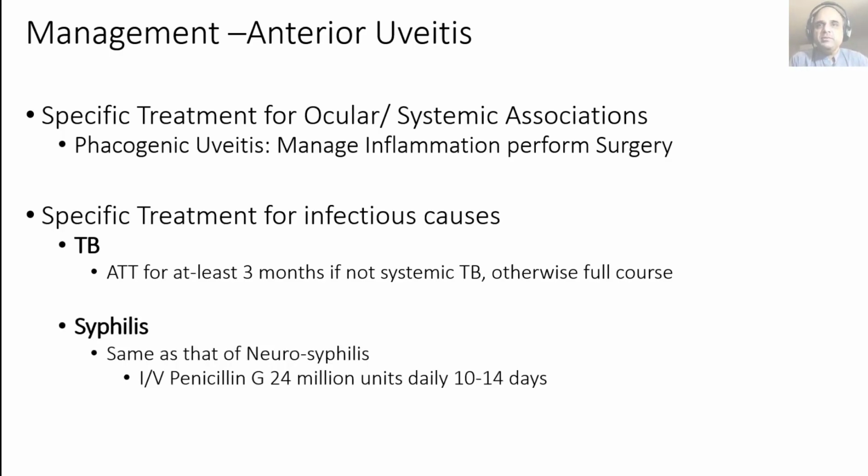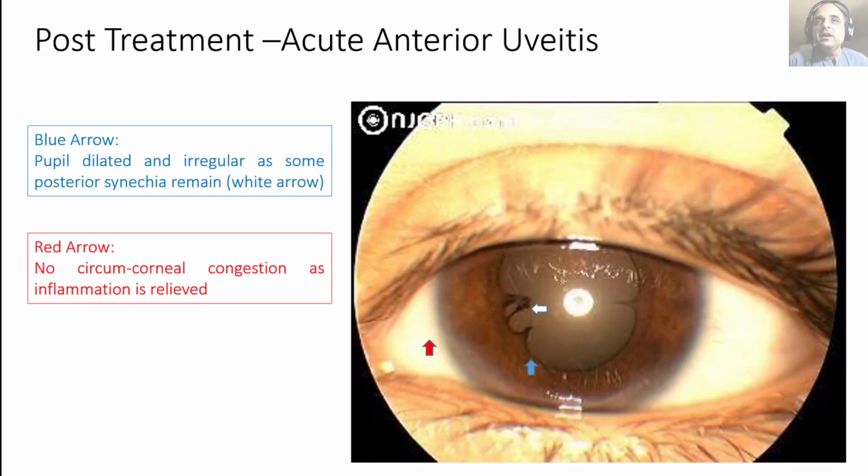For syphilis, the treatment for neurosyphilis is intravenous penicillin G, 24 million units for 10 to 14 days, and this goes IV. And this is what happens once you start giving treatment. The inflammation reduces. Remember, redness together with disappearing cells in the anterior chamber are the best guides to a disease that's getting under control.